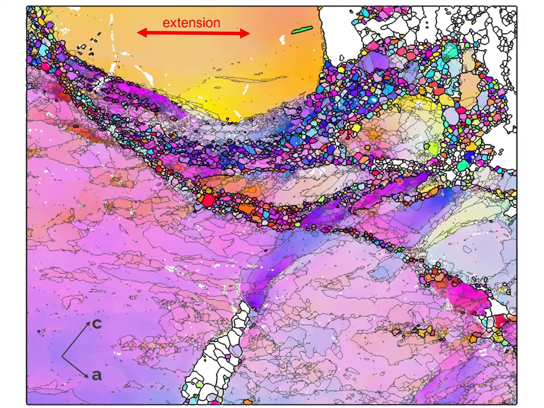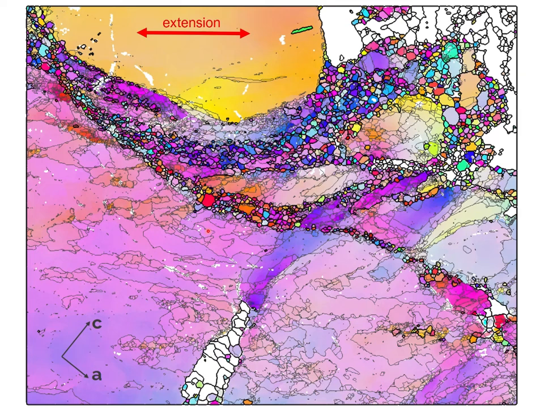So let's start with the first sample. This is a detailed EBSD map showing two parent olivine grains. The one at the top, in yellowish color, is barely deformed because it is oriented in such a way that it is difficult to activate any of the weak olivine slip systems, while the one with pink and purple colors is highly deformed with many subgrain substructures, and the whole area surrounding the grain is mostly recrystallized.